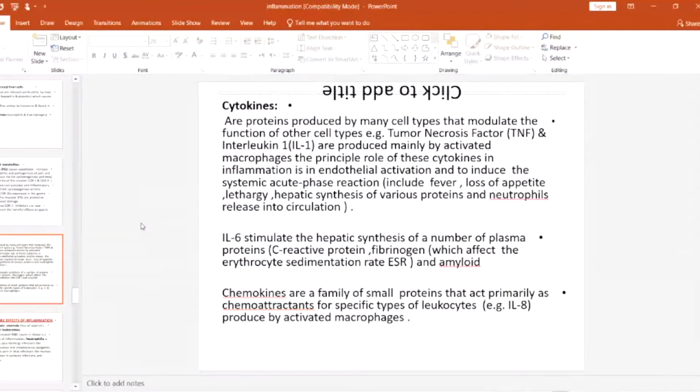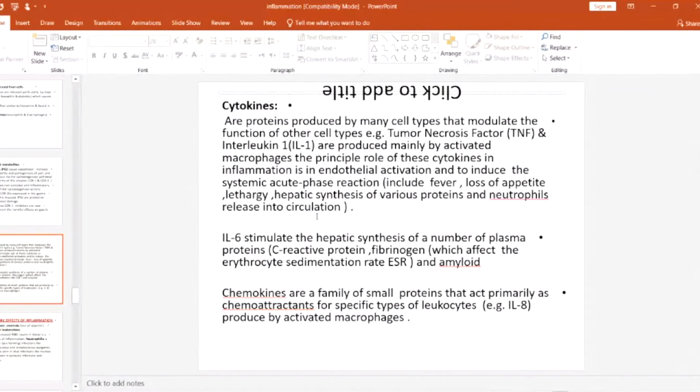In the junctional retraction, the tumor necrotic factor and interleukin 1 will help increase vascular permeability. Okay. Now, the tumor necrotic factor and interleukin 1 are important for the acute phase reaction. What is acute phase reaction? It means fever, loss of appetite, lethargy, and hepatic synthesis of various proteins and neutrophil release into circulation.